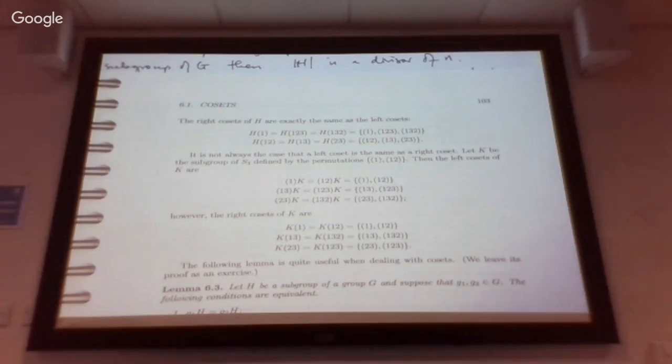But in general, we don't expect that. If you just take any old subgroup, we expect the partition produced by the left cosets to be different. There's no reason to think it will be the same as the partition produced by the right cosets.